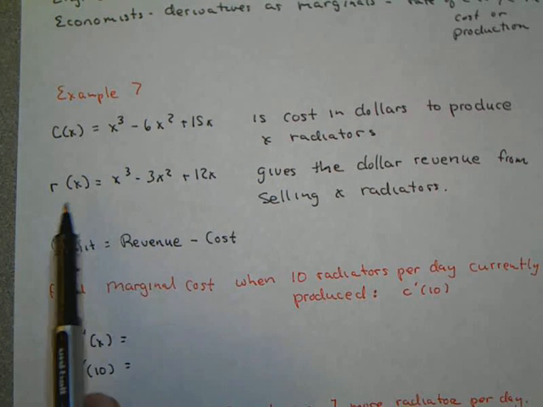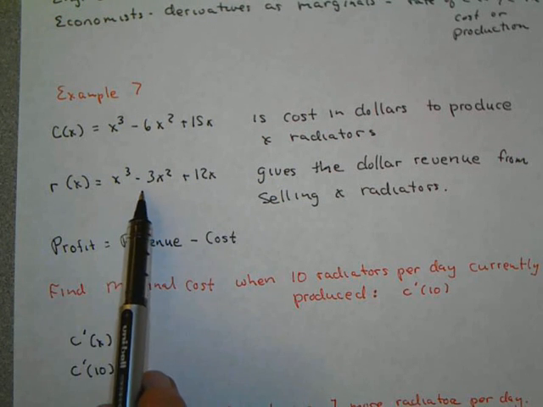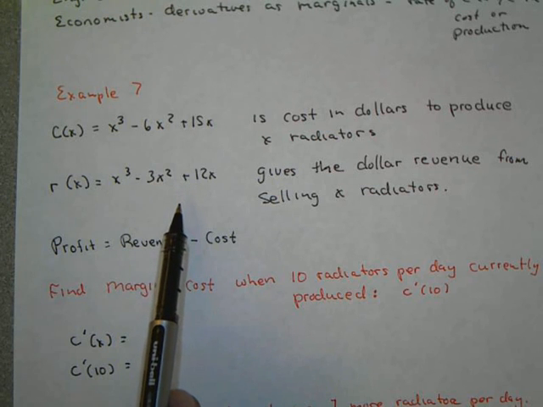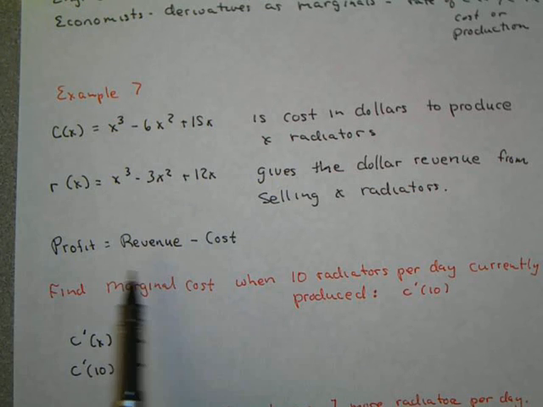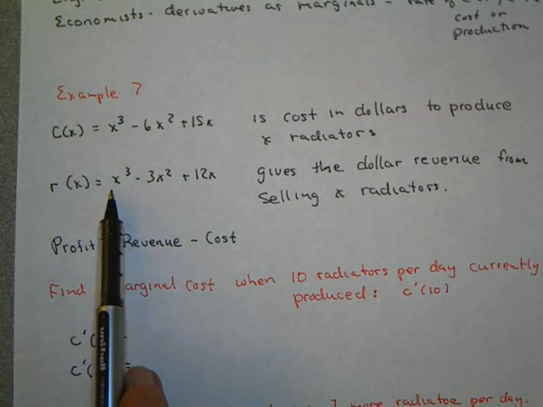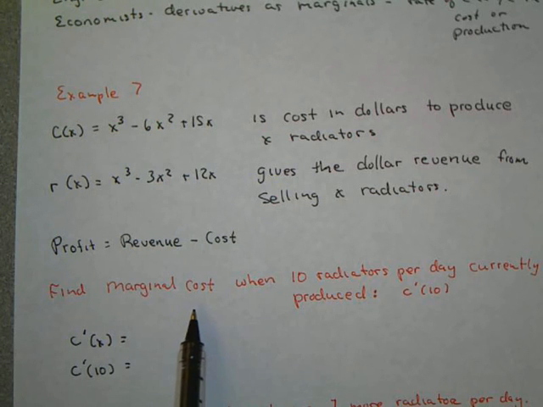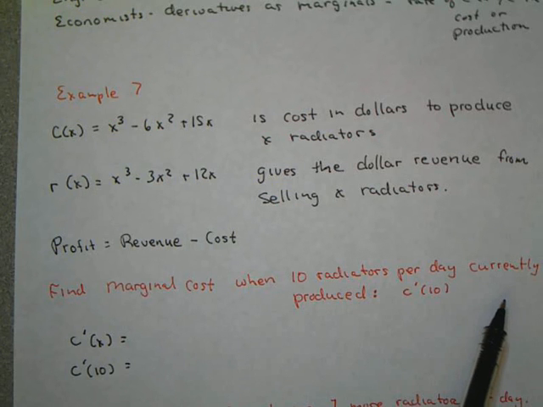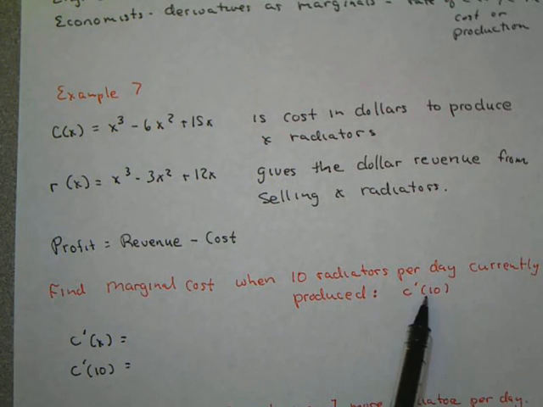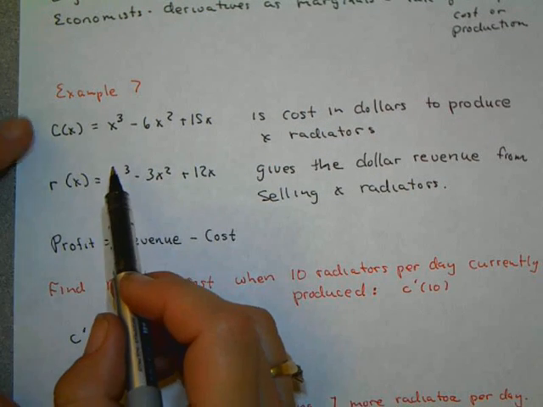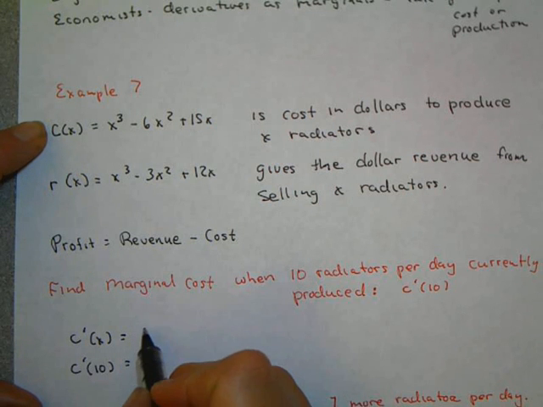Looking at example 7, if you have C of x equals x cubed minus 6x squared plus 15x, it's the cost in dollars to produce x radiators. So that's our cost function. R of x equals x cubed minus 3x squared plus 12x gives the dollar revenue from selling x radiators. And your profit's going to be the revenue, what you bring in, minus the cost, what it costs you to make them. We want to find the marginal cost when 10 radiators per day are currently produced. Okay? What is the change in the cost if we were to produce one more radiator? That's what we're looking at here.